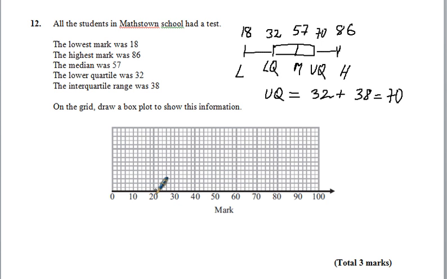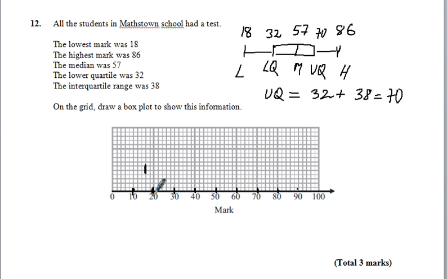So for the lowest mark, we have 18, and for the low quartile, we have 32. Even if it is difficult to see, help yourself a little bit to show where 20 and 30 would be, because if you do not do it correctly, you will lose marks. Sometimes grids on the exam papers are horrible, so make sure that you help yourself, right?